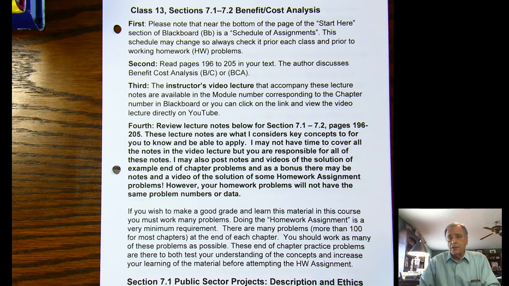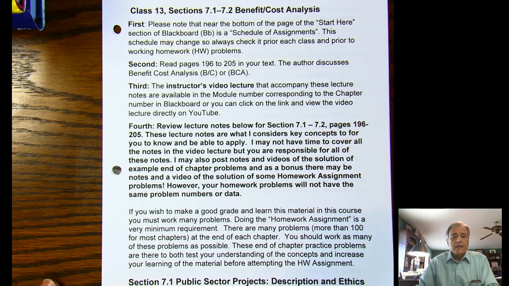You should read pages 196 to 205 in the ebook, Smart Book, regarding benefit cost analysis. Usually we designate that as B/C or BCA.